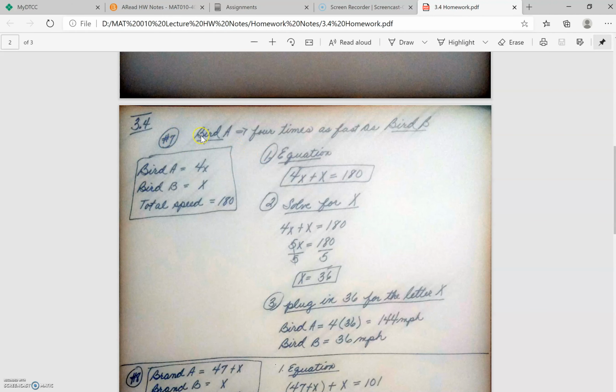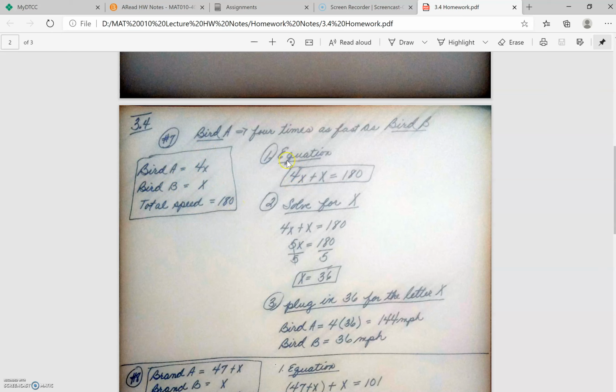So as we're reading number 7, again, it says bird A is 4 times as fast as bird B. So if you could see over here on the left, bird A is represented as 4x, and bird B is represented as x, and the total speed is 180.